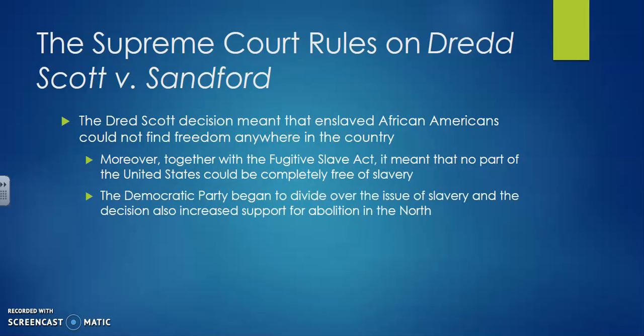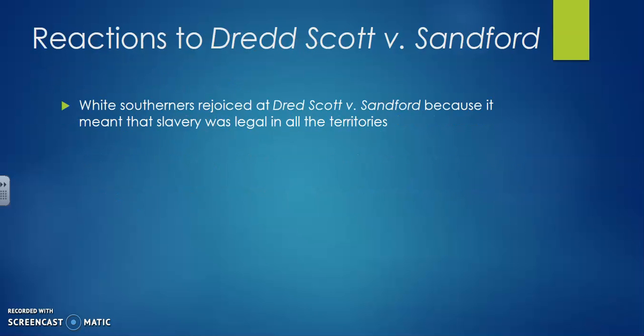The Democratic Party will now begin to divide over the issue of slavery, and the decision also increased support for abolition in the North. Now, the decision will split the Democratic Party, and that's only going to weaken the Democrats, but it's also going to start leading, as you will find out tomorrow, to the creation of a new political party here in the United States. The court decision will also increase the support for basically the anti-slavery movement. Now, there's going to be several mixed reactions.